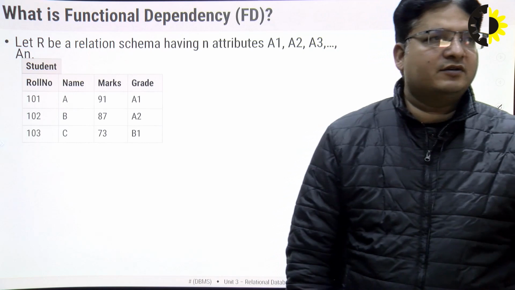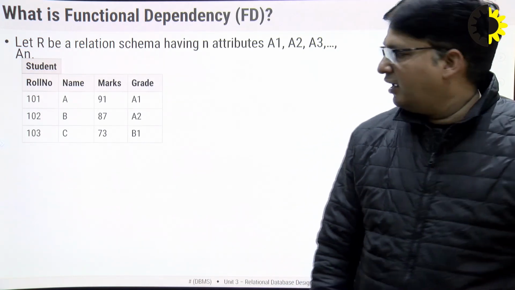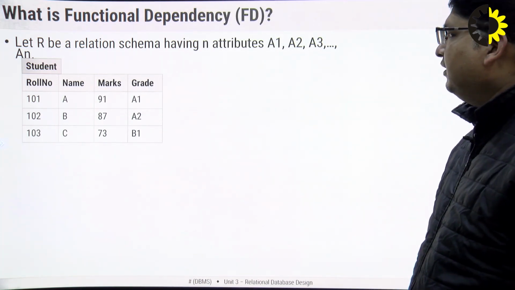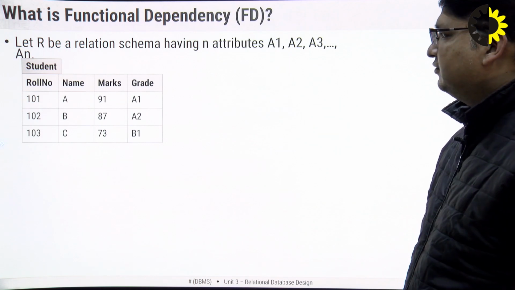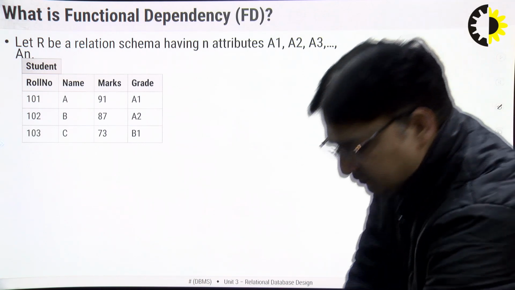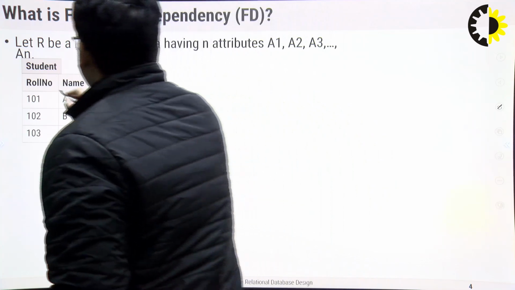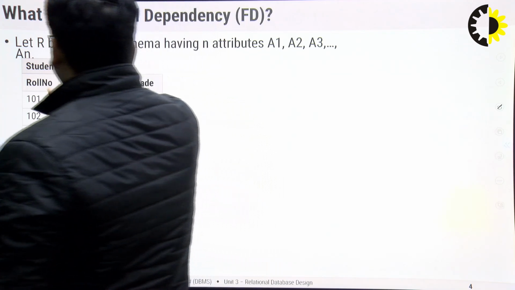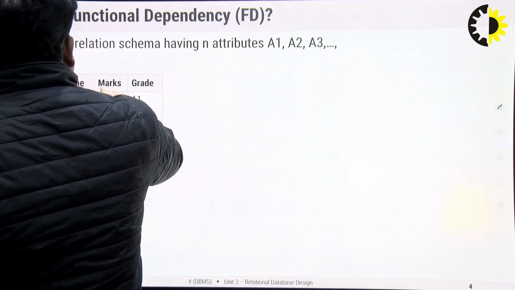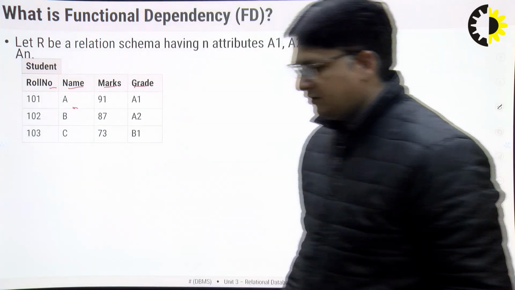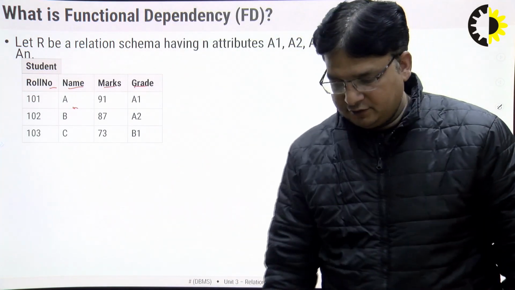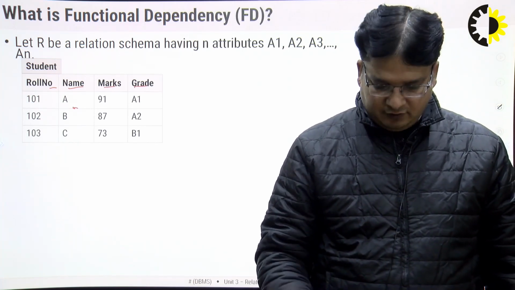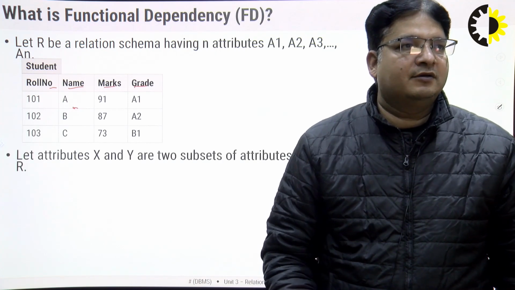Let us consider a definition. Let R be a relation having n attributes A1, A2 up to An, and this is a student relation having the attributes roll number, name, marks and grades. This relation is having 4 attributes. So, some of the attributes are dependent on other attributes for their existence. So, these are the dependents.